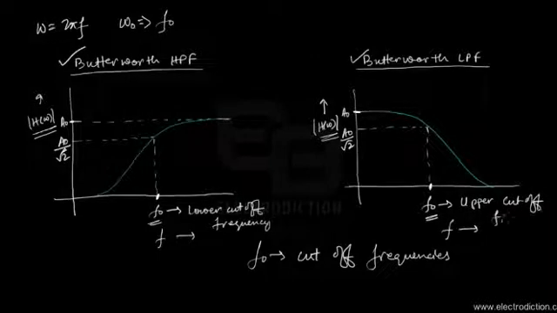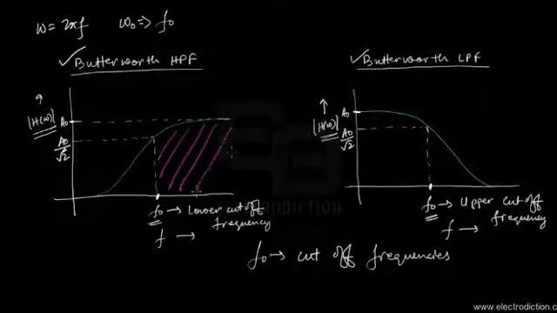Now this is not our area of interest over here, but what we should try to understand is that if you look at both the curves of the Butterworth high pass filter as well as the low pass filter, and if I shade out the pass bands, then for a Butterworth high pass filter, the area of the curve above the lower cutoff frequency basically represents the pass band.